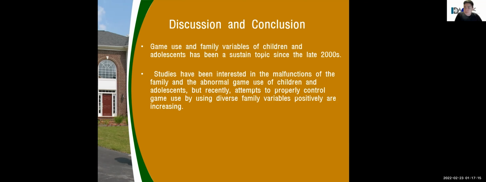So summing up these analysis data, I can present these conclusions. The first conclusion was the game use and family variables of children and adolescents have been a sustained topic since the late 2000s. And the studies have been interested in the malfunctions of the family and the abnormal game use of the children and adolescents, but it steadily changed. So recently, attempts to properly control the game use by using diverse family variables positively are increasing.